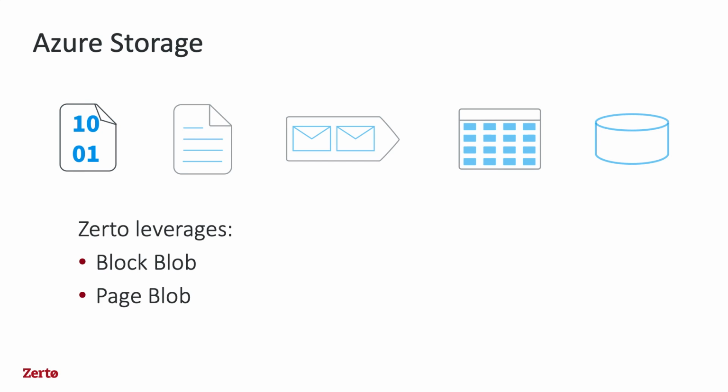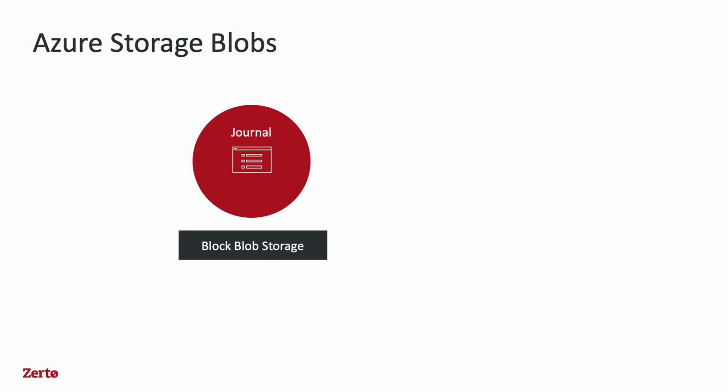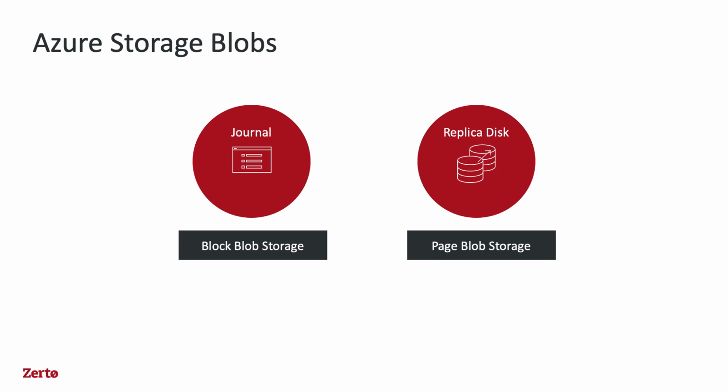There are two Azure Storage objects that Zerto leverages in particular, Block Blob and Page Blob. Each protected virtual machine has its own journal in Azure. This is stored in block blobs. The checkpoints are written to the block blobs for the specified journal history and then applied to the replica volumes residing in Page Blob storage.